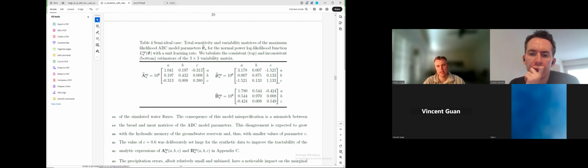So if you extend this to the real application, you have your rainfall error and you have your model, so it's a further model error on top of that.